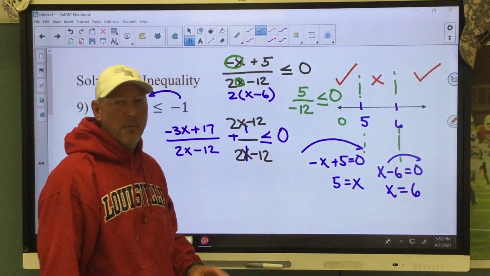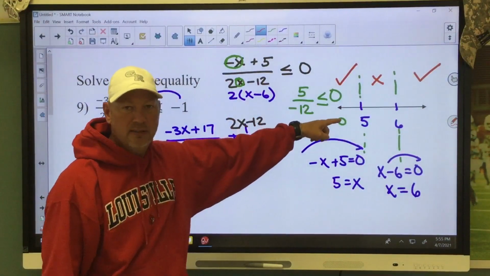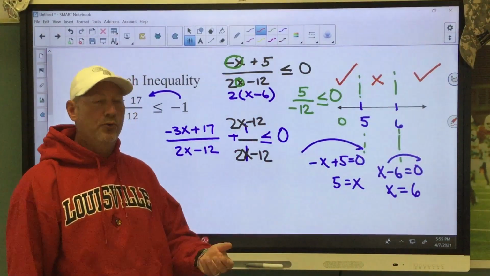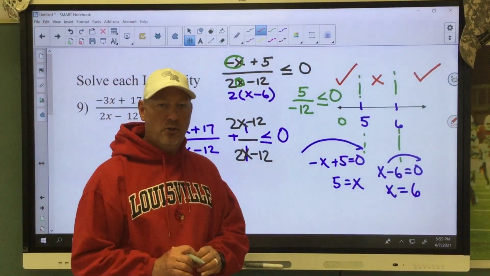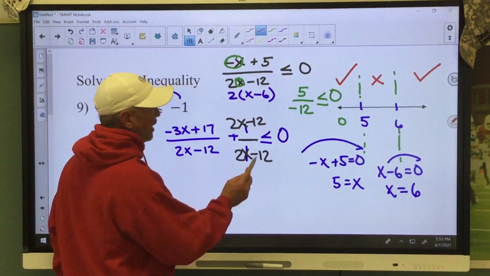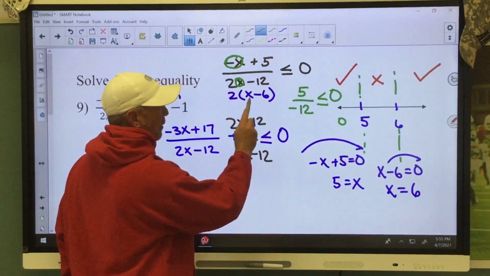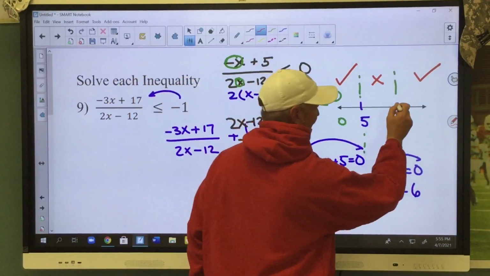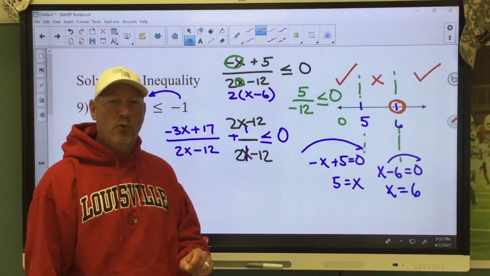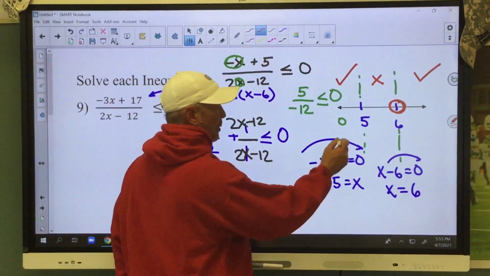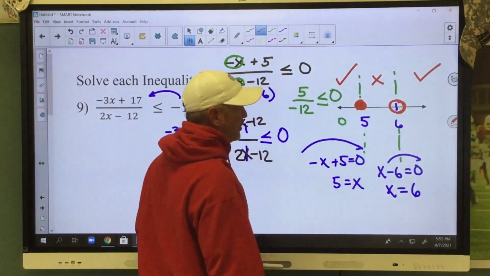Okay? Now be careful. You have a bar underneath your inequality symbol, or you have an or equal to. That means you're thinking about putting in closed circles. But anything that comes from the denominator, the 6 came from the denominator, anything that comes from the denominator has to have an open circle, because the denominator can never equal 0. So this is going to be a closed circle. This is going to be an open circle.